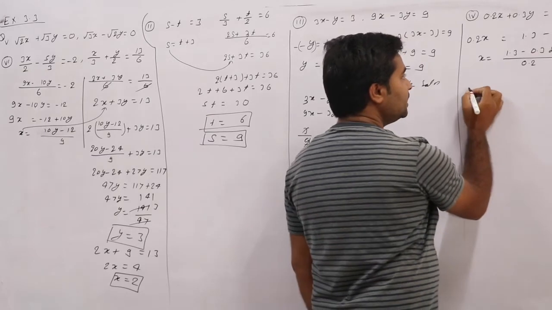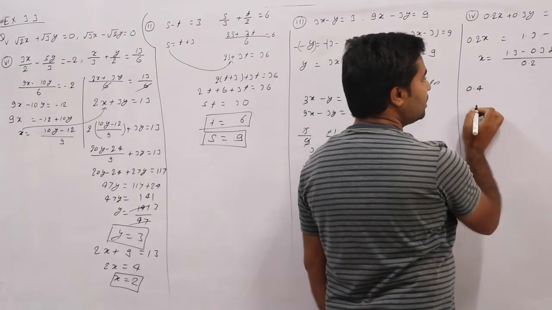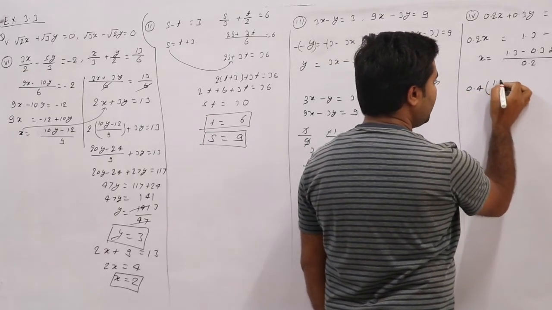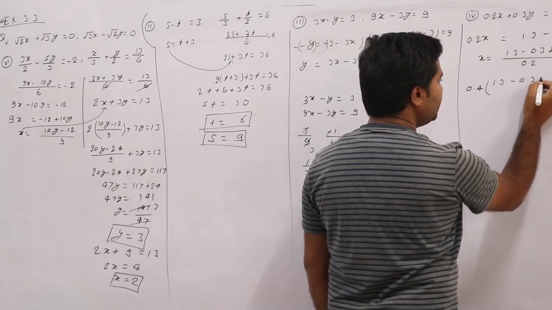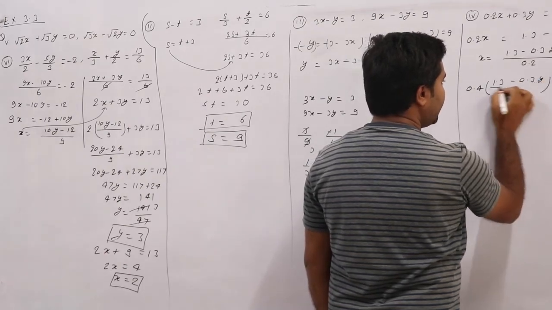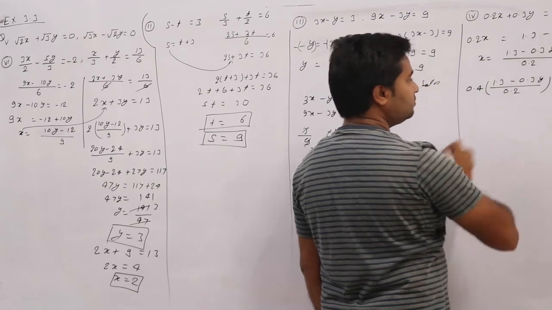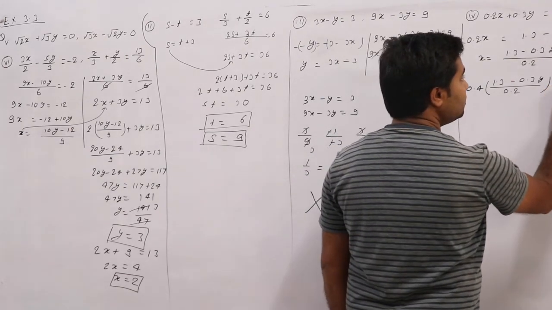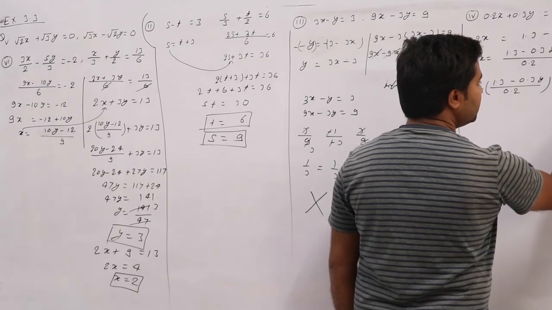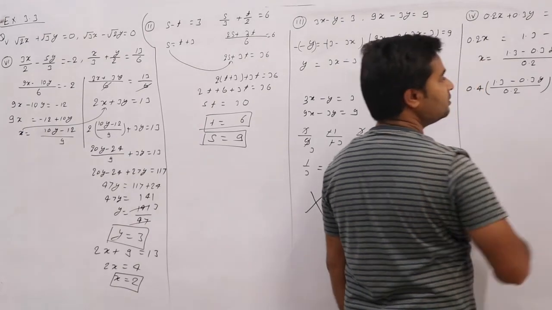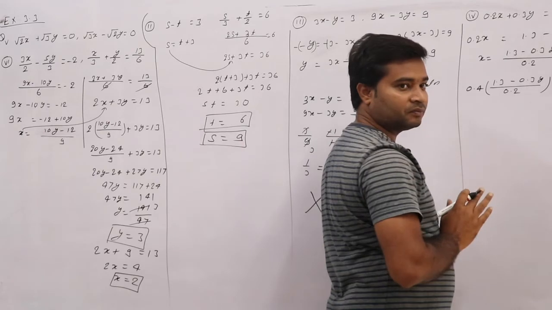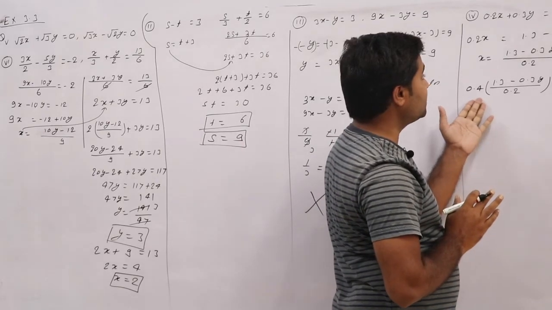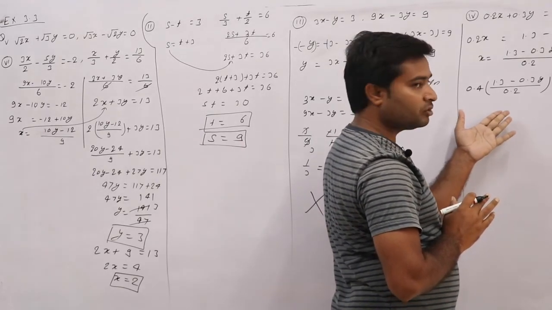So I am putting 0.4 into x, where x is (1.3 minus 0.3y) by 0.2, plus 0.5y is equal to 2.3. See, same thing I have written. You should check that I didn't miss any sign, right?